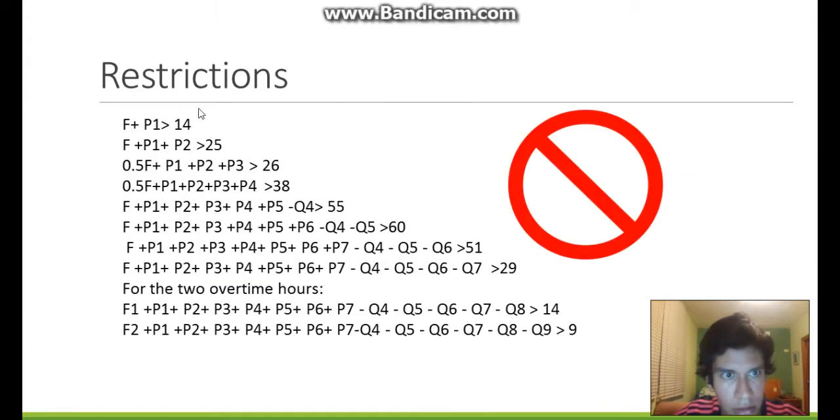Here are all the restrictions that we will need. The workforce requirements for the first 2 hours, 9 a.m. and 10 a.m., are F plus P1 must be greater than or equal to 14, and F plus P1 and P2 must be greater than or equal to 25.